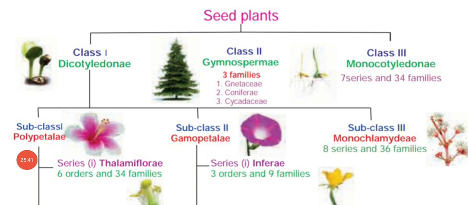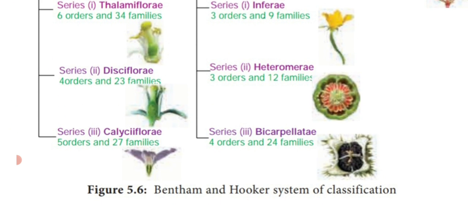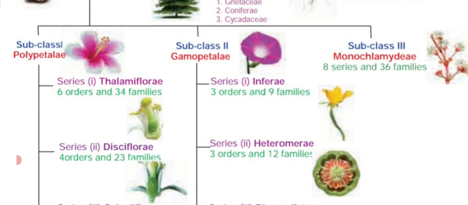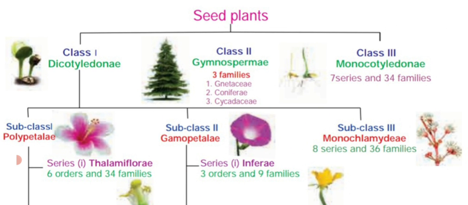Dear students, up to this we have seen three types of classification. See the flow chart. This is the Bentham-Hooker system of classification. What we studied in the paragraph is given in the form of a flow chart. It is a very, very important 5-mark question. Please kindly make a note on it.